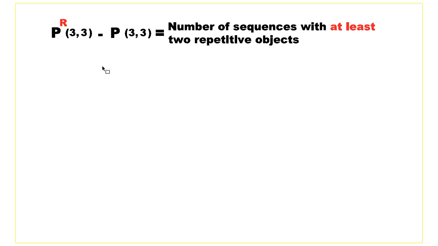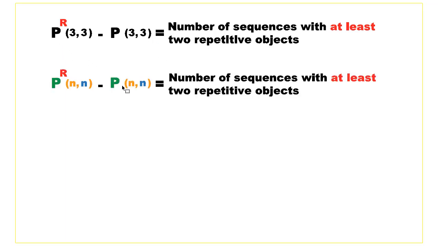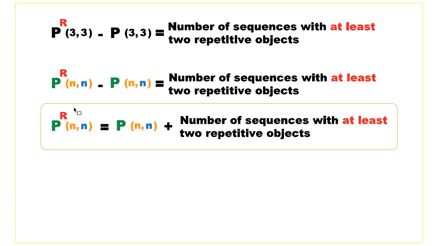Now we can generalize that. We write this difference here, and we write the formula in general form: PRNN minus PNN equal to number of sequences with at least 2 repetitive objects. Or we can write it in a different way: PRNN equal to PNN plus sequences with at least 2 repetitive objects.